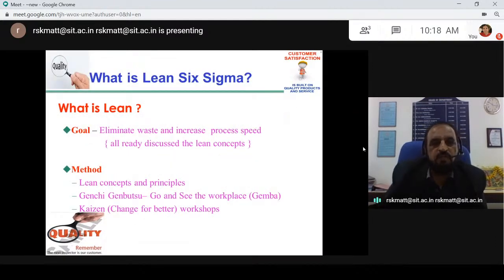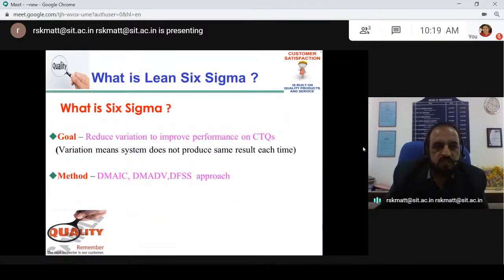Now you are aware of what supply chain is, what Lean practices are, what Six Sigma practices are, and their goals. Okay, Lean aims to eliminate waste and increase process speed. The methods used are lean concepts and principles. Genchi Genbutsu is called go and see the workplace. Gemba. The Toyota practices. The Kaizen: change for the better. Six Sigma: the goal is to reduce variation to improve the performance on the CTQs. Methods: DMAIC, DFSS, and other approaches.